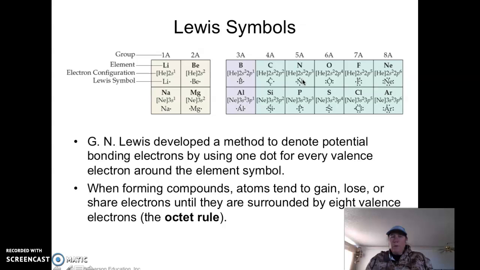When forming compounds, they do a couple different things. If it's an ionic bond, they're either going to gain electrons or lose electrons. In other words, electrons are transferred from one to another, or they're going to share electrons. And again, the magic number is 8. When they have 8, they are stable. That's called the octet rule. And that's why the noble gases are all stable, because they have 8. But again, you can tell how many electrons they have available by what group they're in.